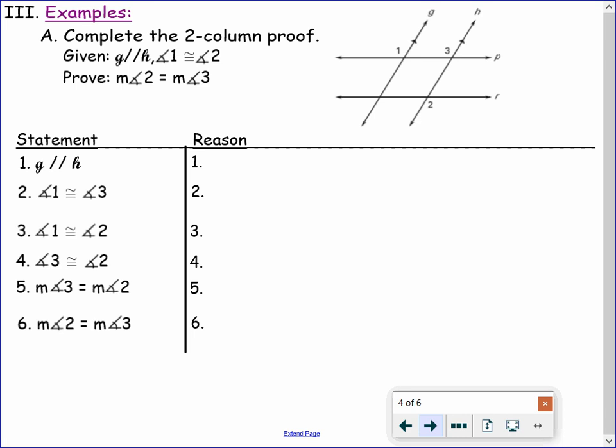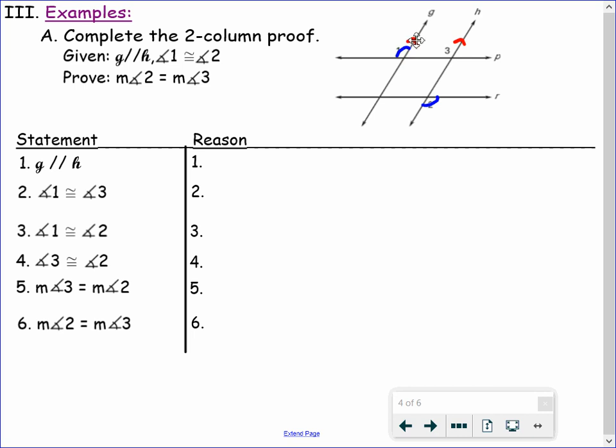So let's start with the question. The question is, given line G is parallel to line H, and you will notice they've already marked that in the diagram. They have also told us that angle 1 is congruent to angle 2. So I'm going to add that to the diagram just so that I have it to help me out. Everything has already been marked in the diagram at this point, so anything else I pull from the diagram has to come from a definition or a postulate. Now in the end, we're supposed to prove that angle 3 and angle 2 have the same measure.